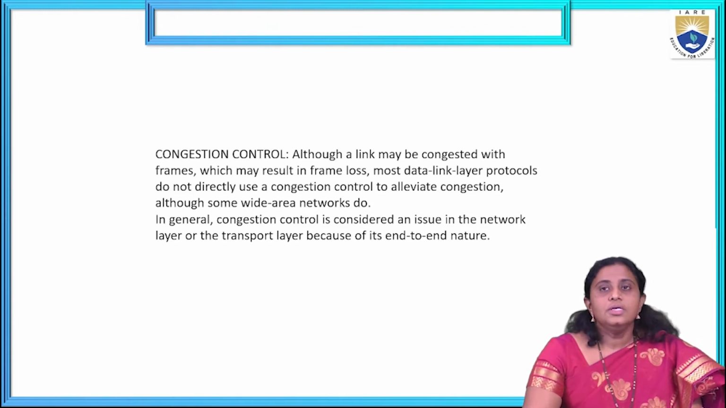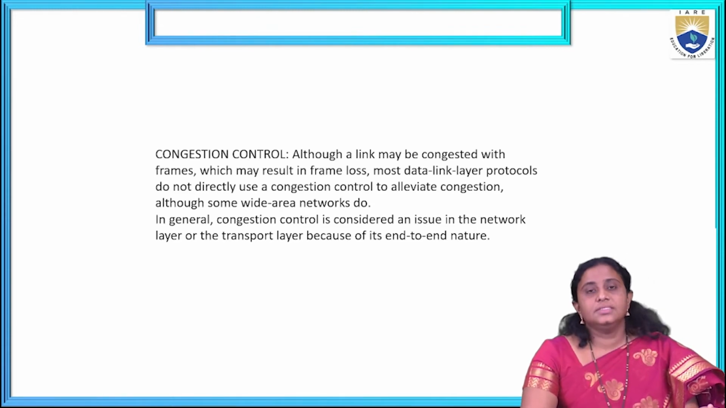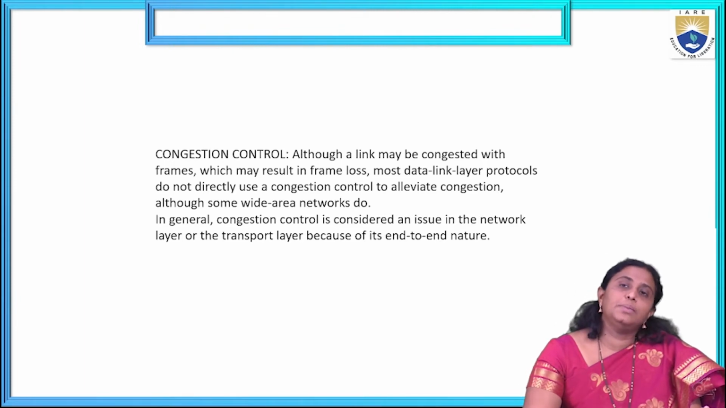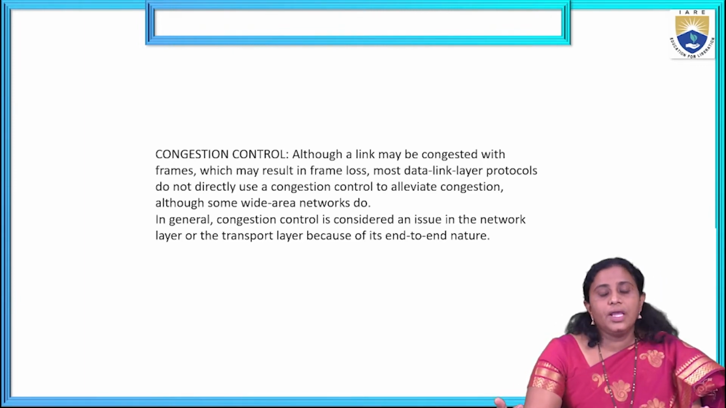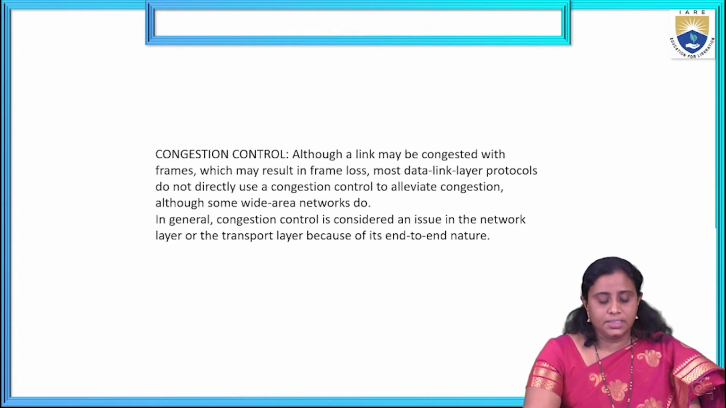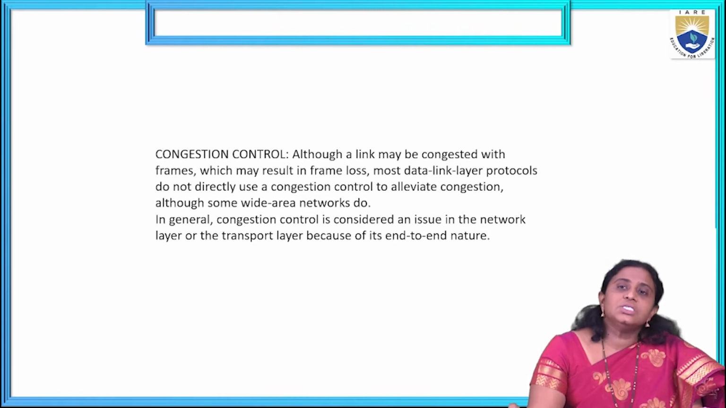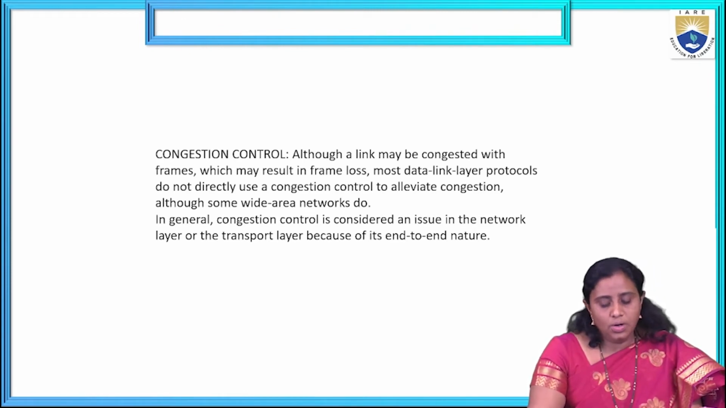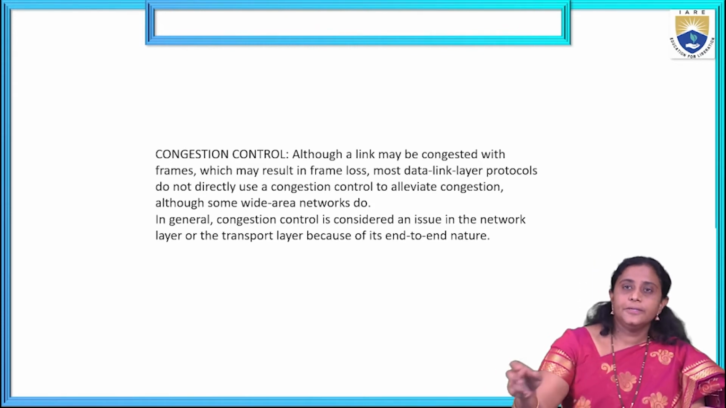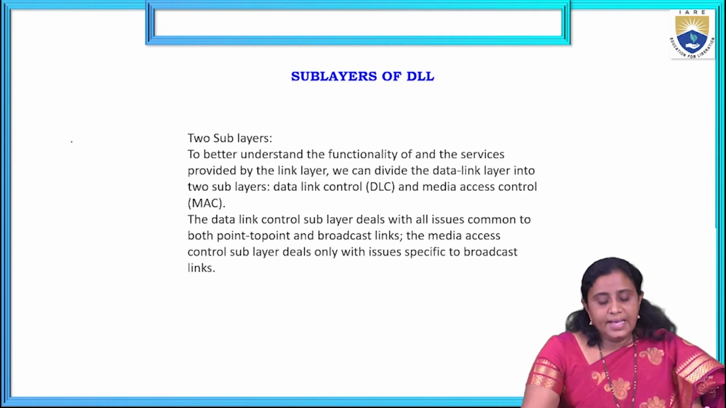The third service which can be provided by the data link layer is congestion control. A link may be congested with frames, which may result in discarded frames or frame loss. Most data link layer protocols do not directly use congestion control to alleviate the congestion, although some WANs or LANs can do it. In general, congestion control is considered an issue in the network layer or the transport layer because of its end-to-end nature.